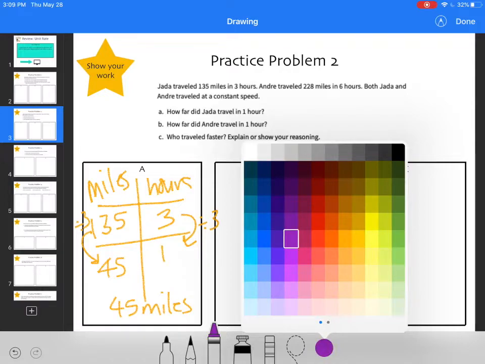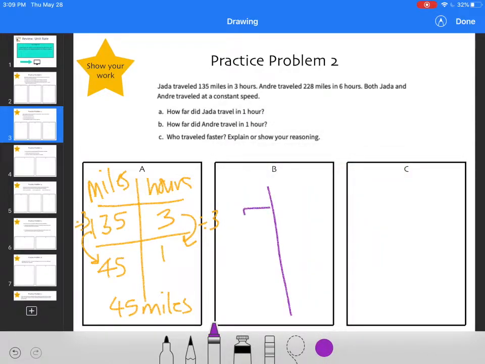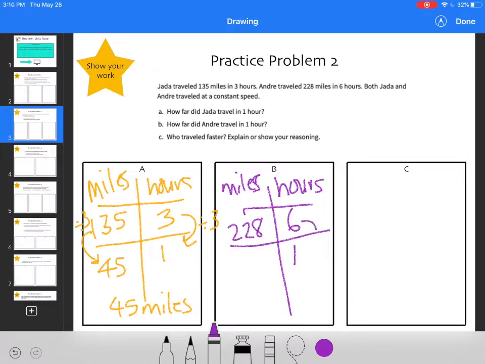Andre, same concept. I'm doing miles and hours. I know that he went 228 miles in 6 hours. So I want to figure out how far he went in 1 hour. So I'm going to divide by 6. I'm going to divide by 6. So I'm again using my calculator. 228 divided by 6. I get 38.